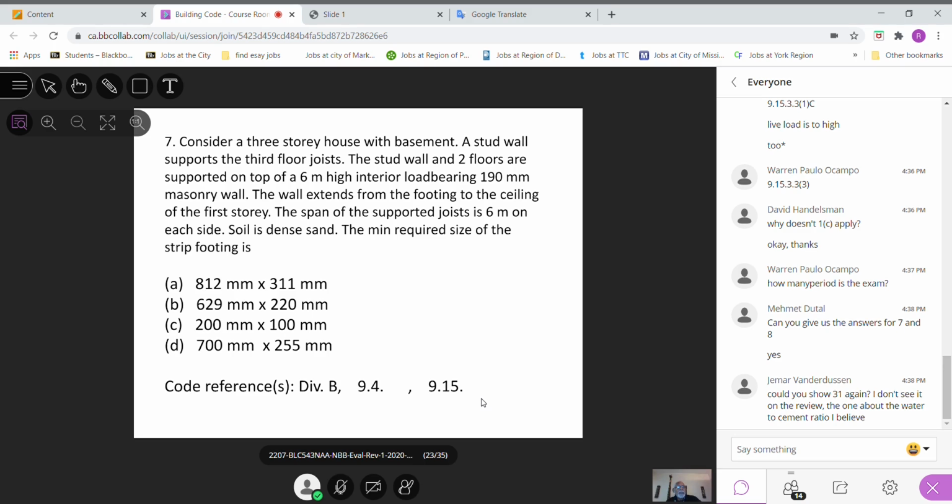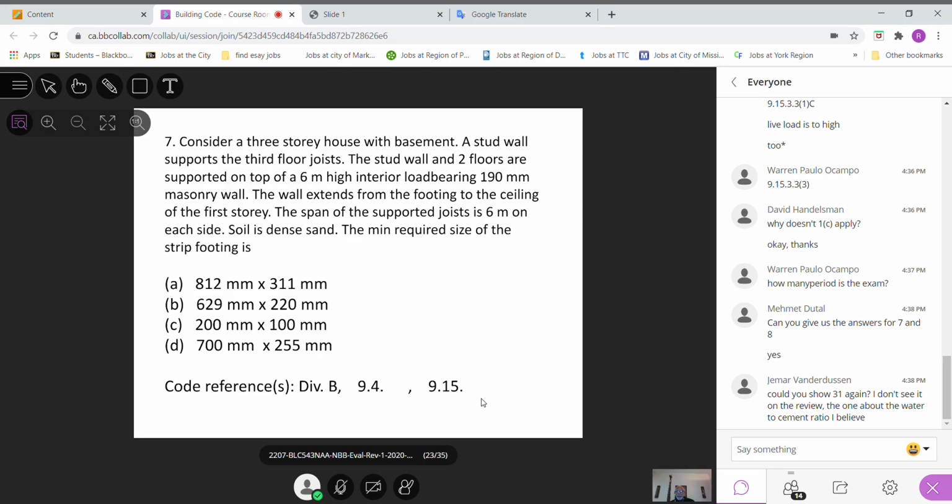In 7, it says we have, consider a 3-story house with a basement. So the stud wall supports the third floor joist. The stud wall and two floors are supported on top of a 6-meter high interior load bearing 190 millimeter masonry wall.